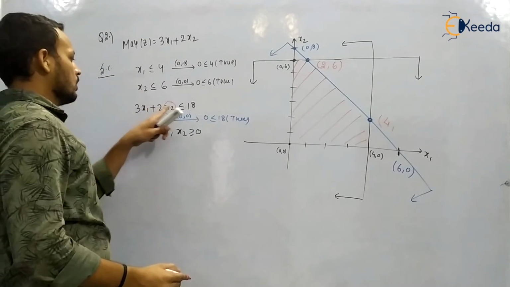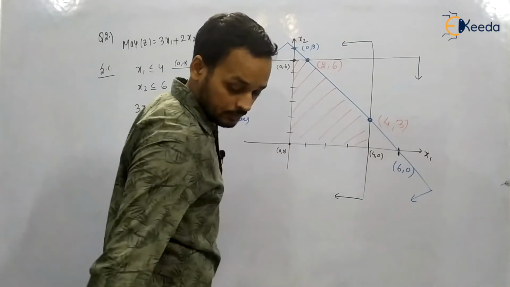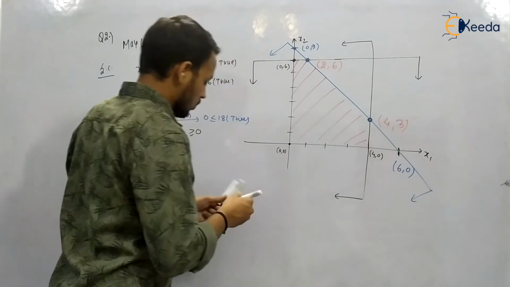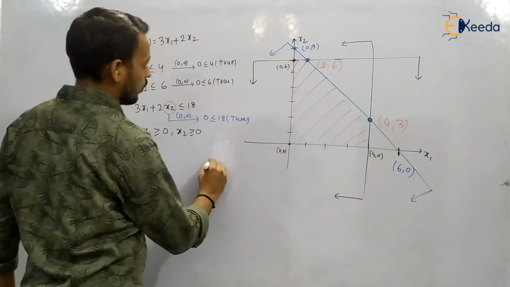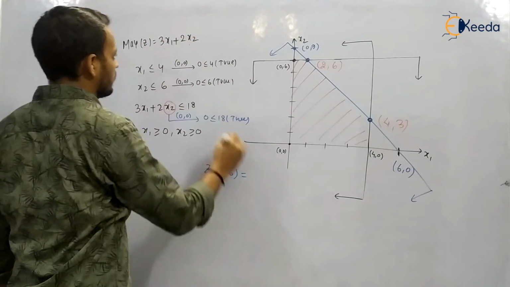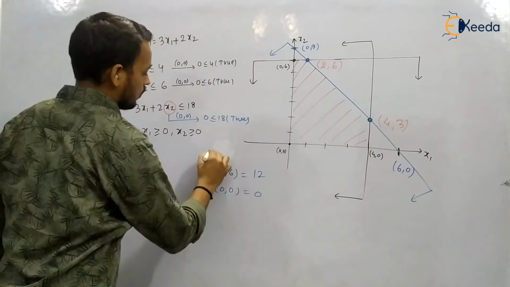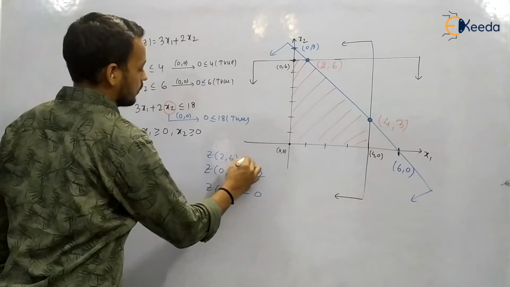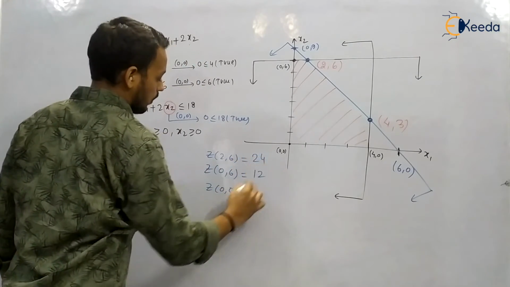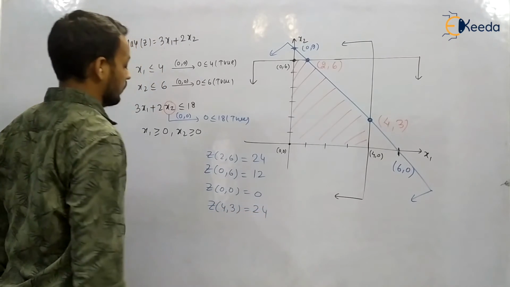18 minus 12 is 6, and 6 by 2 is 3, so 4 comma 3. You have to show the nature of the solution, so just put in the corner points. 0 comma 6 gives 12. 0 comma 0 gives 0. 2 comma 6 gives 6 plus 18, which is 24, and 4 comma 3 is again going to be 24.